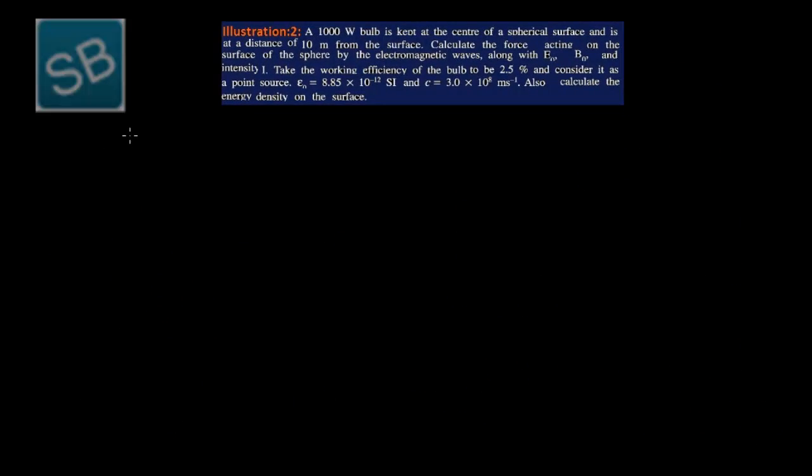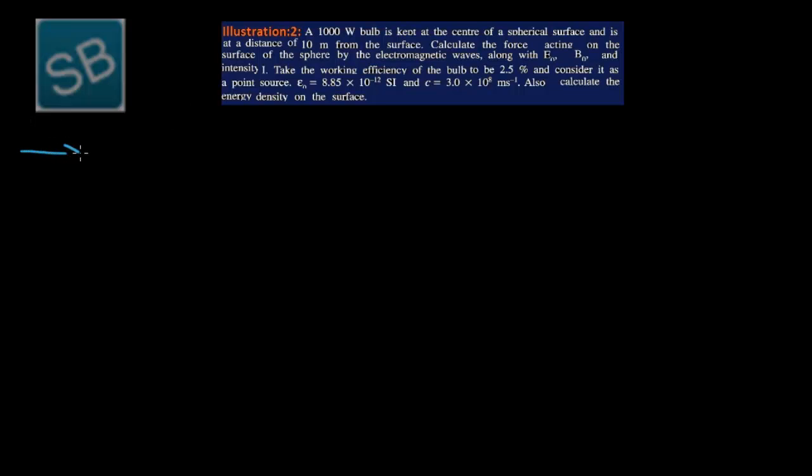Let's start illustration number 2. A 1000-watt bulb is kept at the center of a spherical surface and is at a distance of 10 meters from the surface. Calculate the force acting on the surface of the sphere by the electromagnetic waves along with E0, B0 and intensity I. So this much we have to find out.